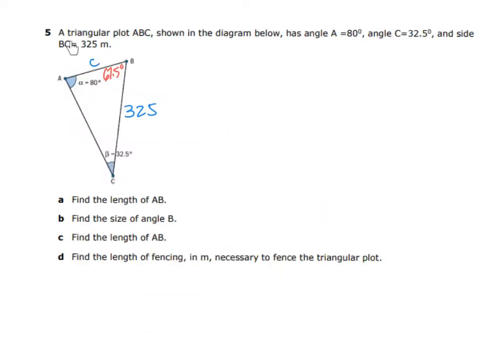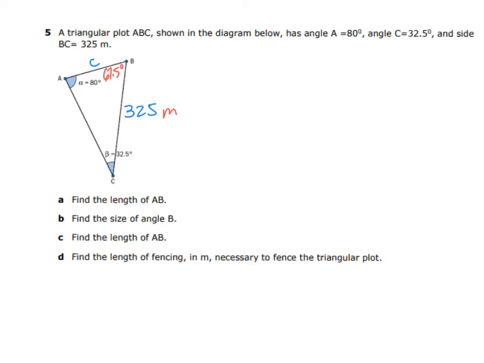Okay, then number 5 says a triangular plot ABC shown in the diagram below has an angle A of 80 degrees, an angle C of 32.5 degrees, and a side BC of 325 meters. So I have labeled all of that. Now, notice that we have one angle that's missing, so let's go ahead and label that. Just take 180 minus 80 minus 32.5, and we'll get 67.5.